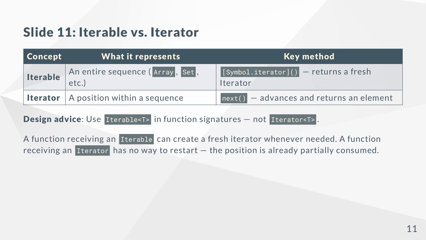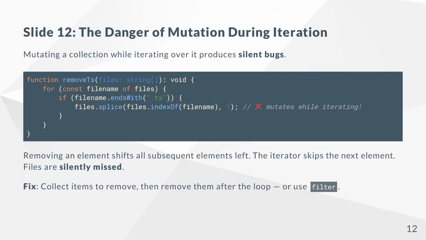Design advice: use Iterable<T> in function signatures, not Iterator<T>. A function receiving an iterable can create a fresh iterator whenever it needs to. A function receiving an iterator has no way to restart. The position is already partially consumed. Mutating a collection while iterating over it produces silent bugs.